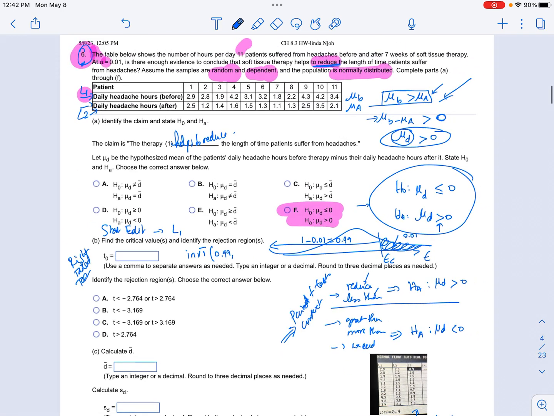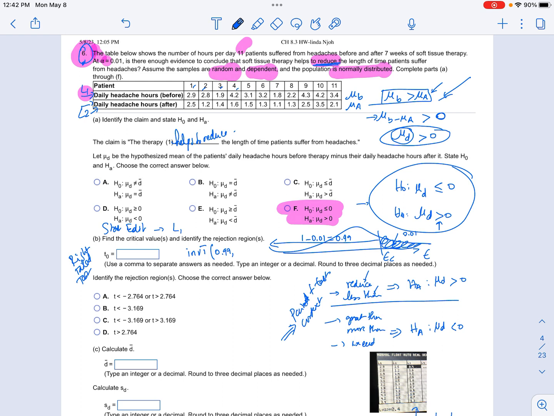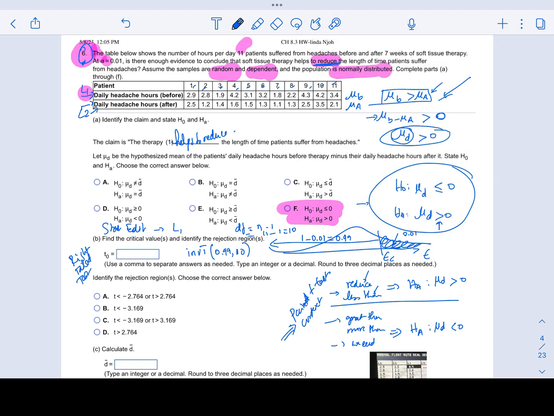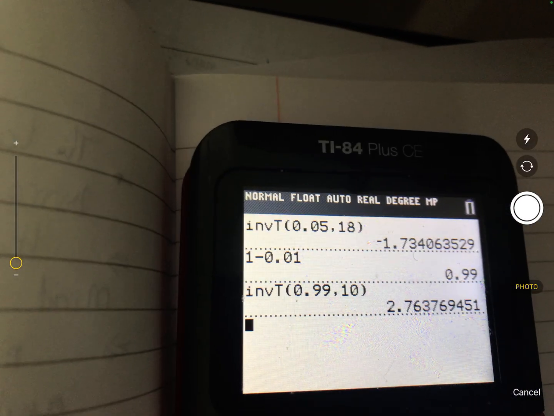freedom. How many patients do we have? 1, 2, 3, 4, 5, 6, 7, 8, 9, 10, 11. So my degree of freedom is n minus 1, 11 minus 1, which is 10. So this should be 10. So when I put that in the calculator, second function DISTR inverse T, 0.99, 11, oh no, 10. Paste, enter, enter. So this will give me my critical value, and I'll take a picture of that and show you.